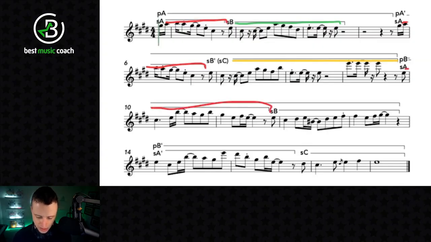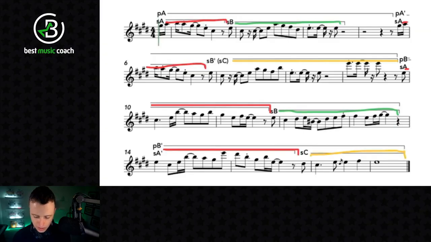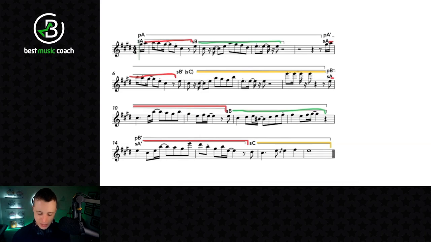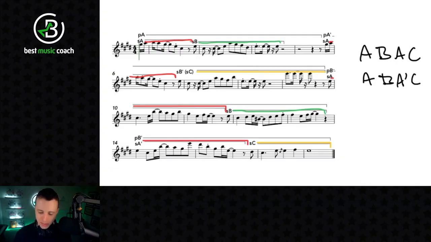This is going to be different content though. We got subphrase A, then we got subphrase B, and then we got subphrase A prime, slightly different, and then we've got subphrase C. So what I want to point out to you here is in both cases we have an ABAC framework. In the second half of this piece of music, we have an ABA prime C.